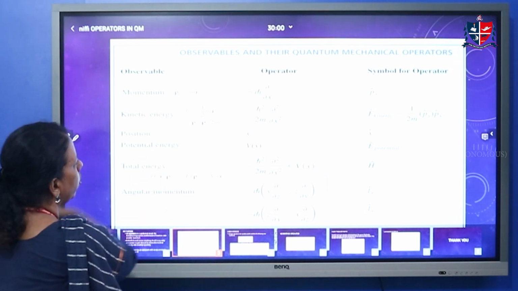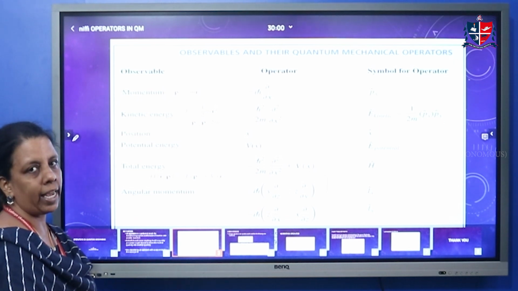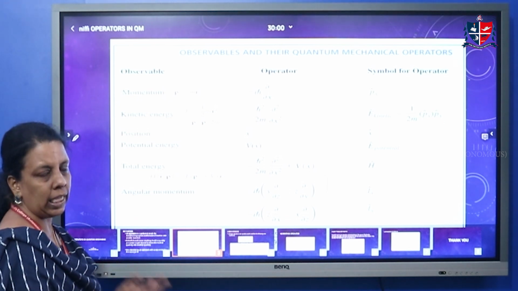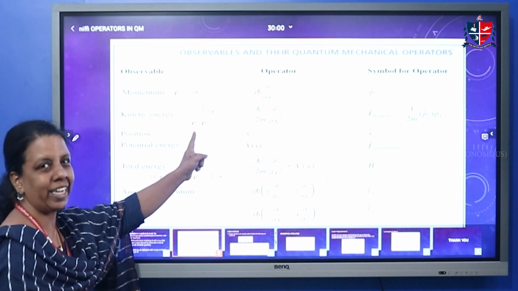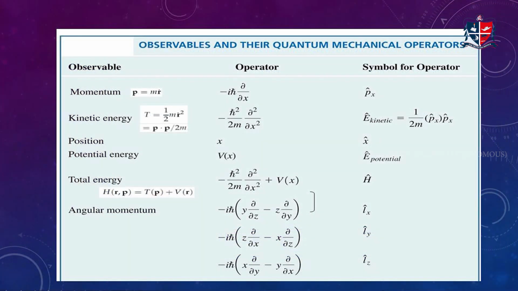Then the second one is kinetic energy. Kinetic energy is represented in classical mechanics by either T or KE. It is represented here by capital T. It is given by the equation half mv square, where v is the velocity. Corresponding to kinetic energy, we have the symbol T cap, kinetic. The corresponding operation that has to be carried out is minus h cross square by 2m into dou square by dou x square. This is also in a single dimension.